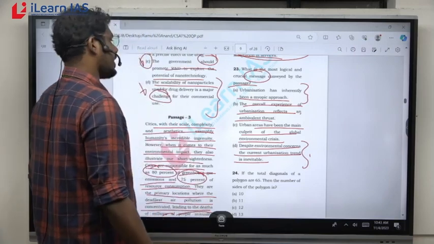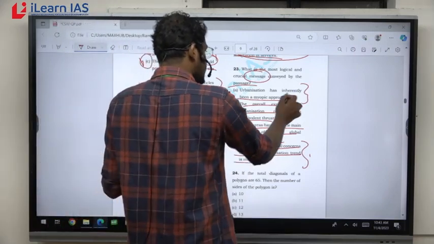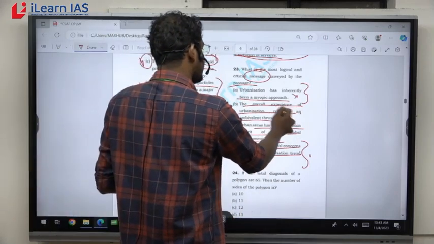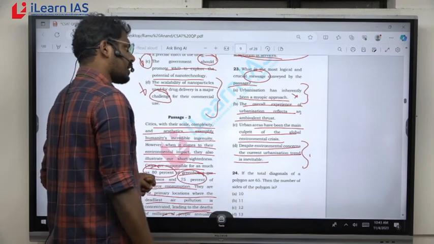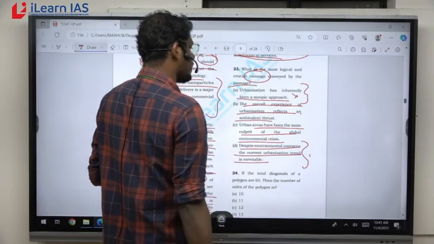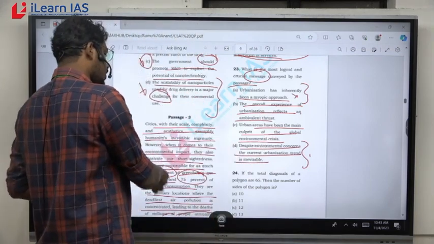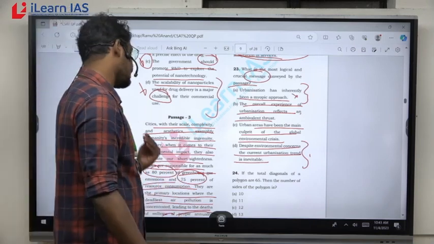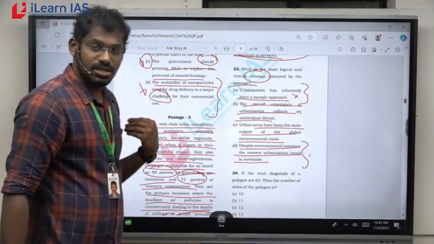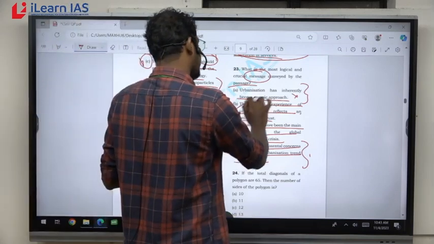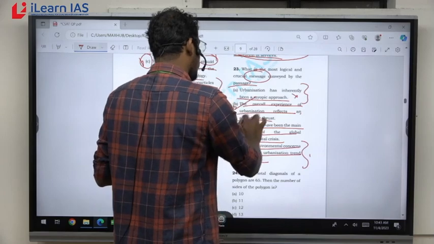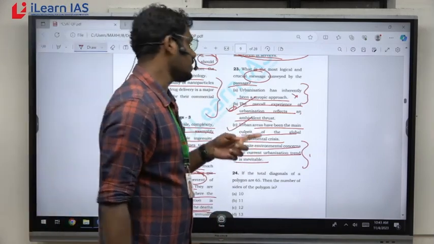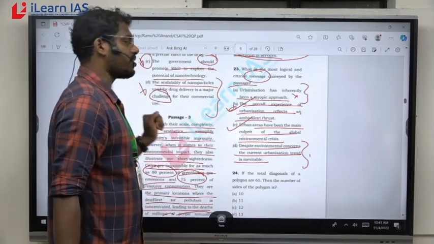So we can say that urbanization inherently being a myopic approach can be eliminated. The overall experience of urbanization reflects an ambivalent thrust. Urban areas have been the main culprit of global environmental crisis because the majority of the urban areas are responsible for 80% of greenhouse gas emission as well as 75% of resource consumption. So we can say that option C, urban areas have been the main culprit of global environmental crisis. Hence option C is the correct answer for question number 23.